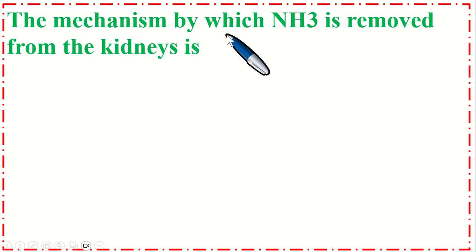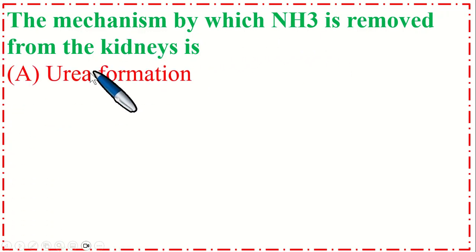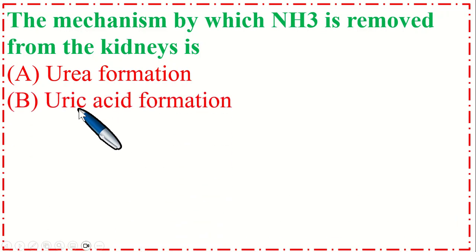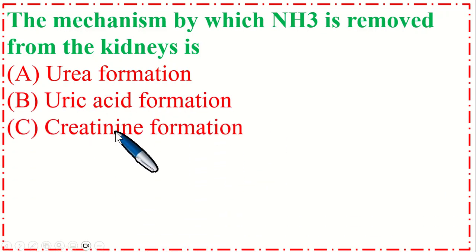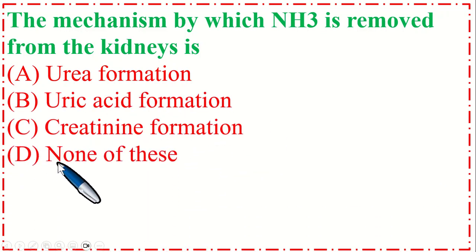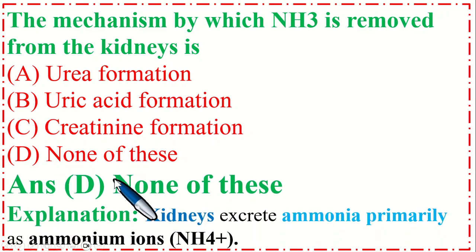The mechanism by which NH3 is removed from the kidneys is option A urea formation, B uric acid formation, C creatinine formation, and option D none of these. So the correct option is D none of these. Kidneys excrete ammonia primarily as ammonium ions, NH4+.